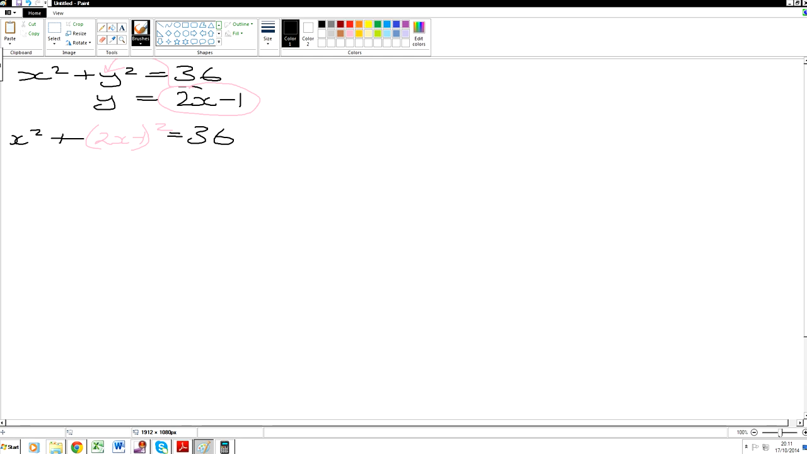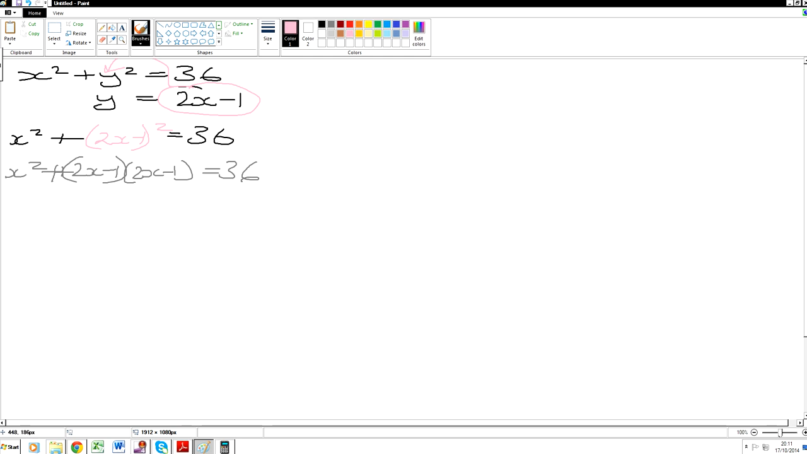Now what do we do now? We have to multiply it out. Copy down the x squared plus 2x minus 1 multiplied by itself because it's squared, is equal to 36. Folks, ladies, keep an eye on this. If I do any errors, please put that away, please.